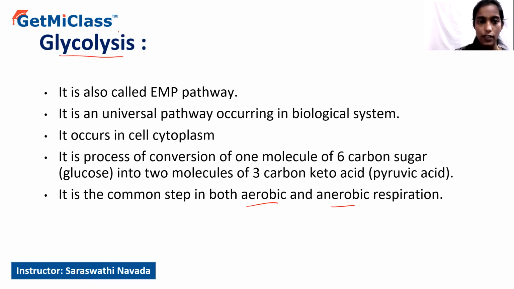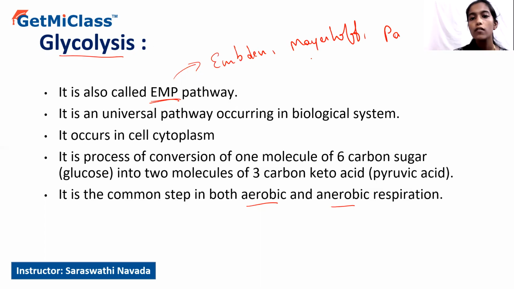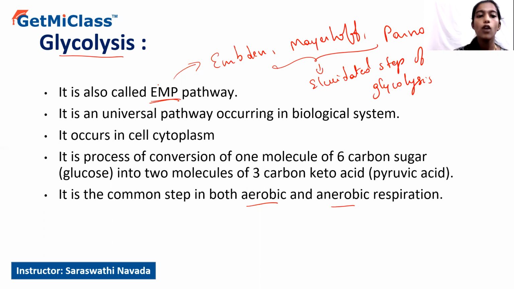So this glycolysis is also called the EMP pathway. This is dependent upon the discoverer. There are three scientists called Embden, Meyerhof, similarly Parnas. So these are the three scientists who elucidated the steps of glycolysis. Hence it is also called the Embden-Meyerhof pathway, or the EMP pathway. That is the alternate name for glycolysis.